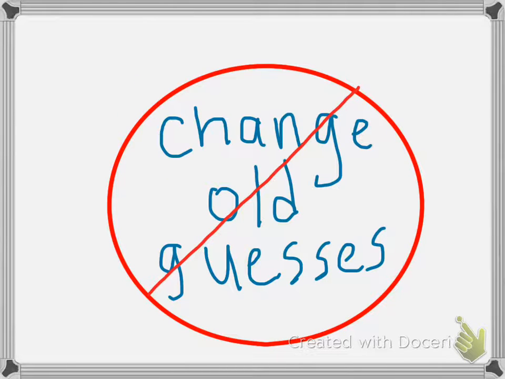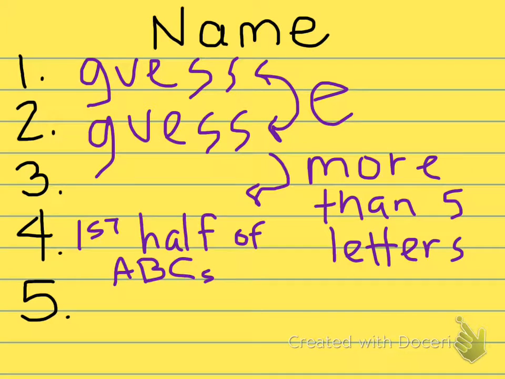But remember, you can't change old guesses. You have to leave them. But you can write a new guess for number 4. Alright, so look at the first half of the alphabet, A through M. Find a word on the word wall that has an E in it, that has more than 5 letters. That is what should be written as your guess for number 4.